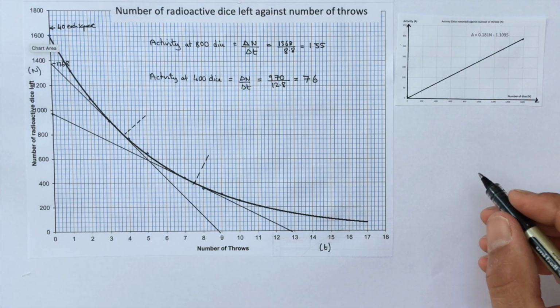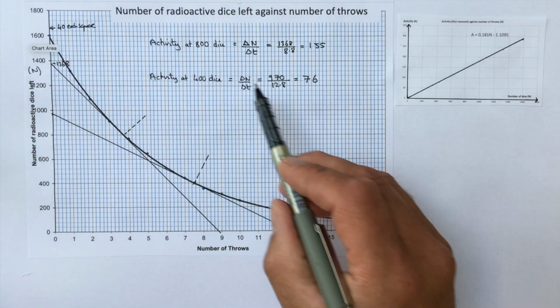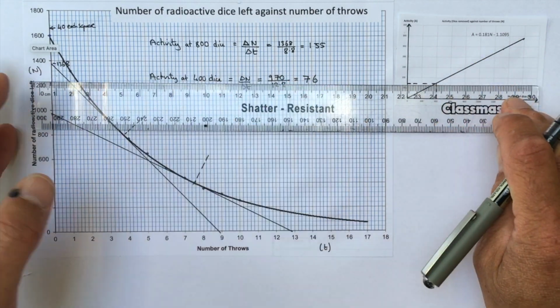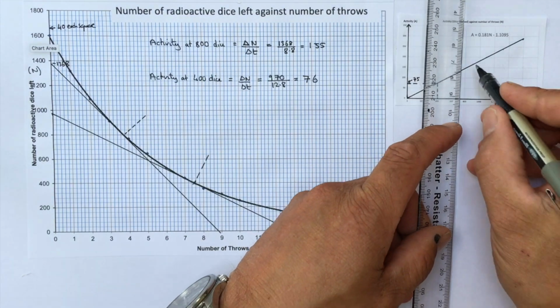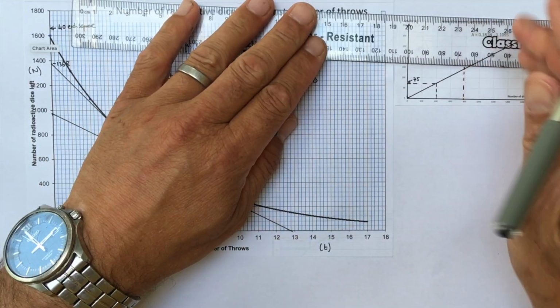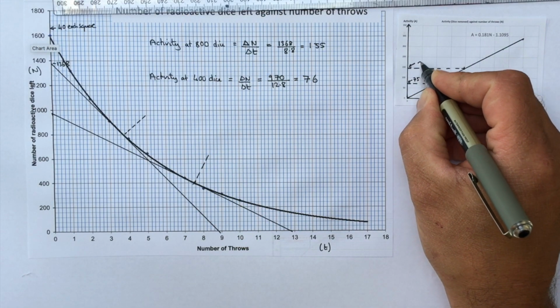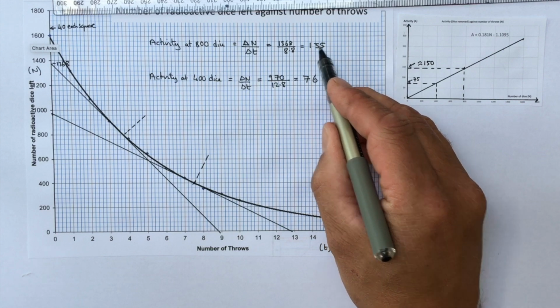Finally, does the activity calculated this way using the gradient match with the activity we got on the Excel spreadsheet by plotting the number of dice removed in each throw? From our gradient, the activity at 400 dice was 76. If you look at the Excel spreadsheet, at 400, it works out to be 75, very close. The activity at 800 dice in the graph was 155. From the Excel spreadsheet, you get roughly 150, which roughly matches 155 within experimental error.